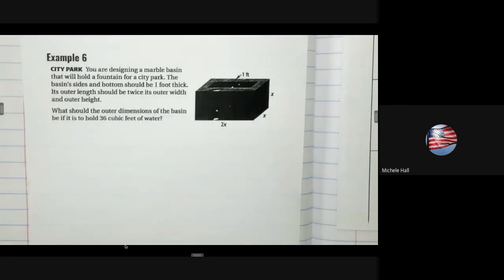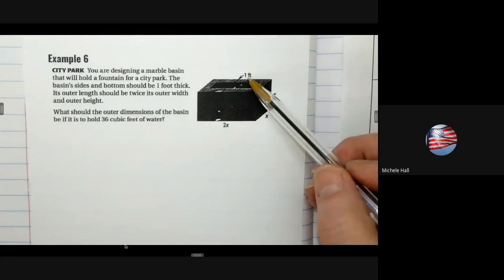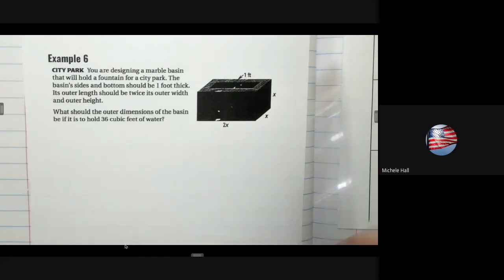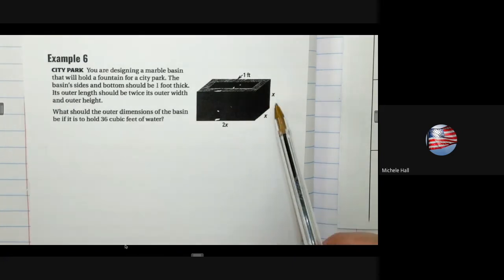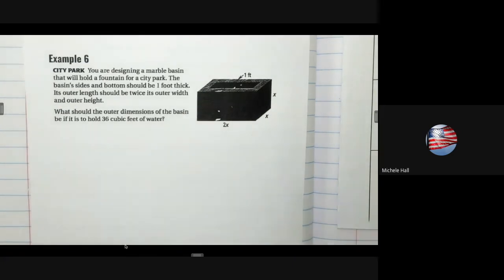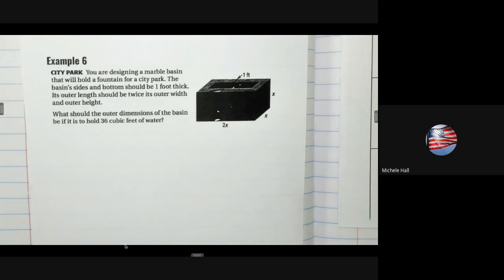Example 6. In the city park, you are designing a marble basin that will hold a fountain for a city park. The basin sides and bottom should be 1 foot thick. Its outer length should be twice its outer width and outer height. So 1 foot thick, and then it should be twice what the width and the height will be.